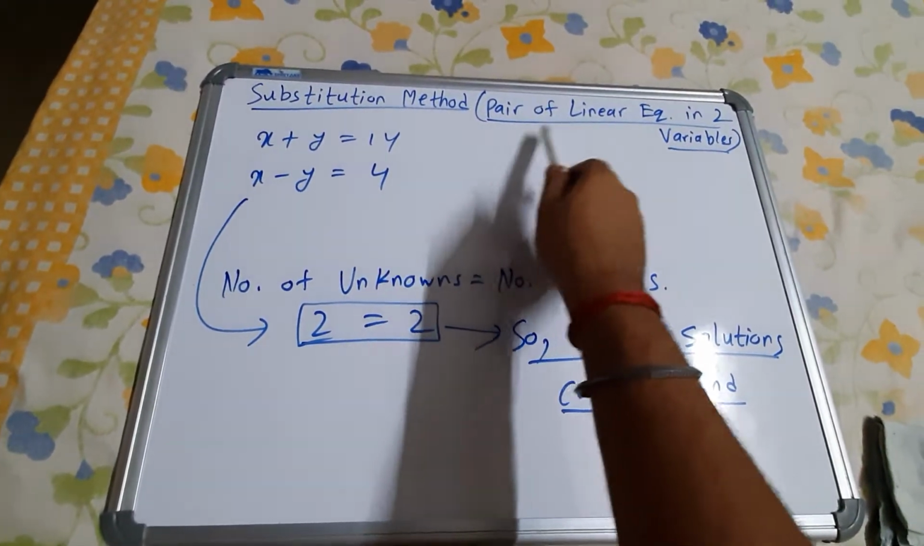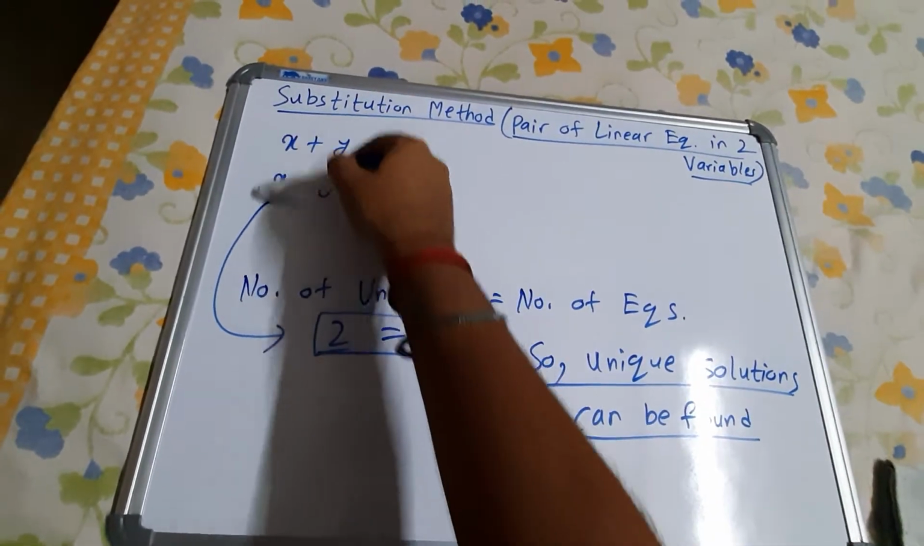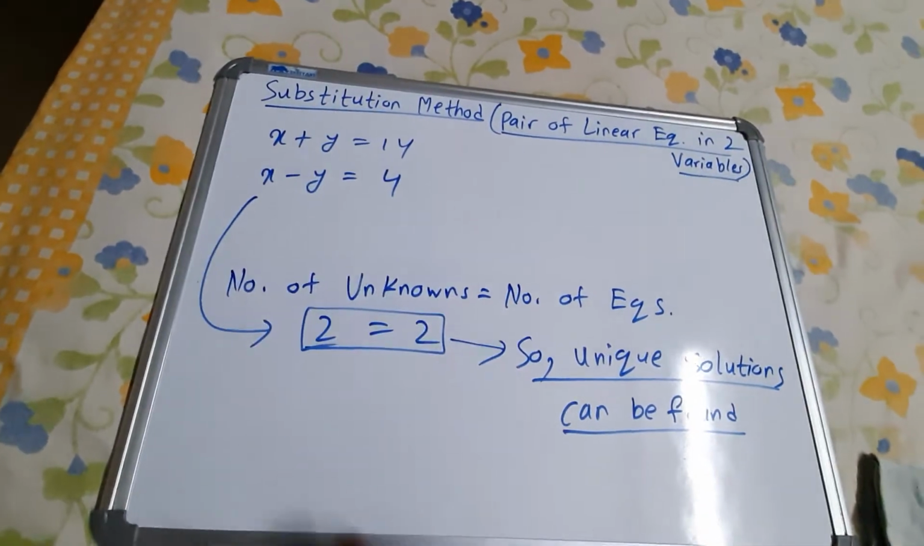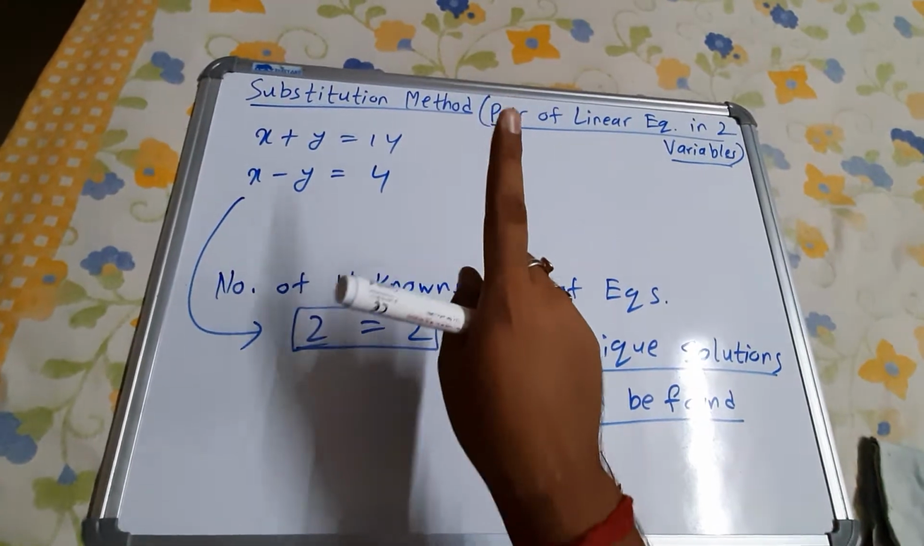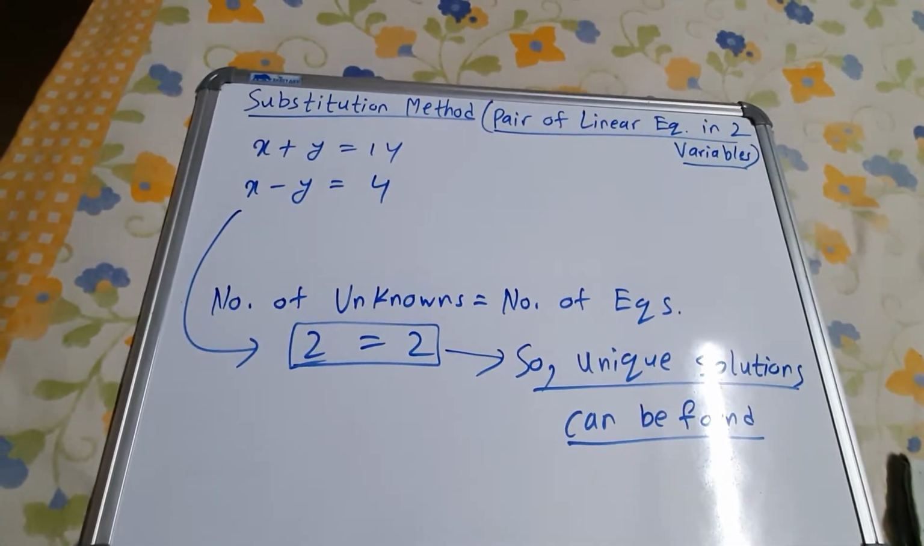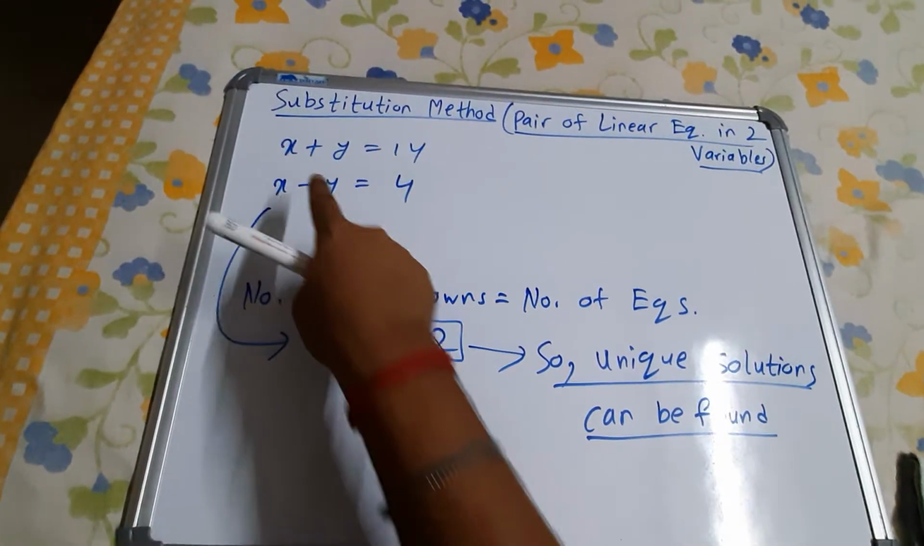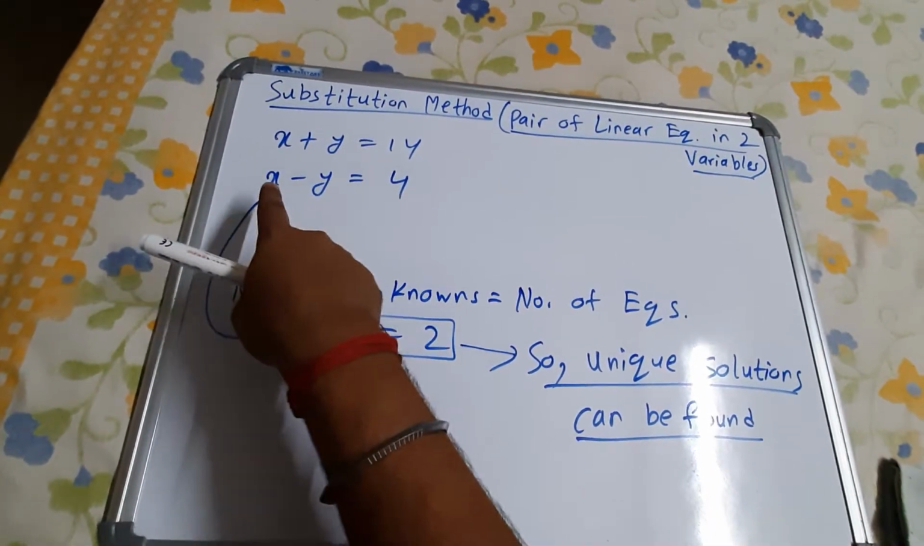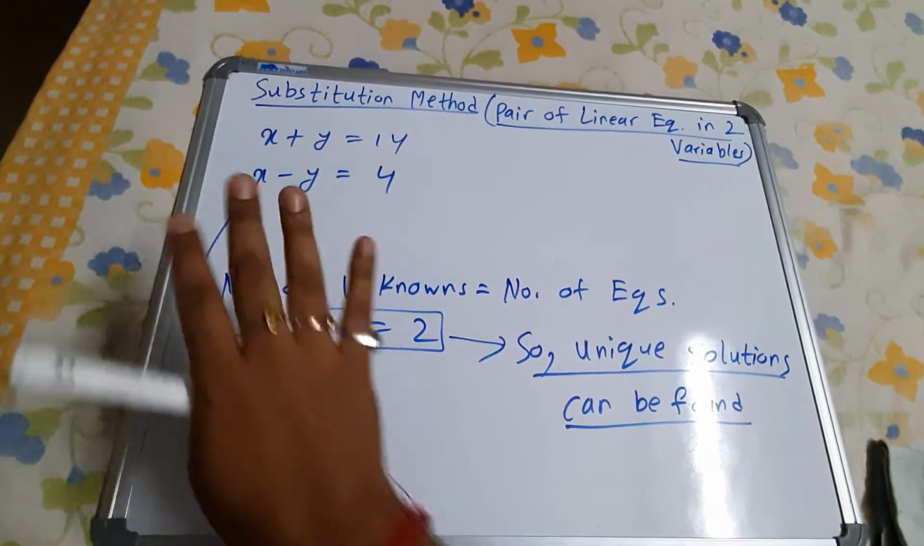Pair of linear equations means two linear equations will be there. Why linear? Because they have power 1. The maximum power of the variable must be 1. That means the degree of the polynomial must be 1. The degree of this equation is 1. See, x has a power 1, y has a power 1, x has a power 1, y has a power 1. So they two are linear equations.